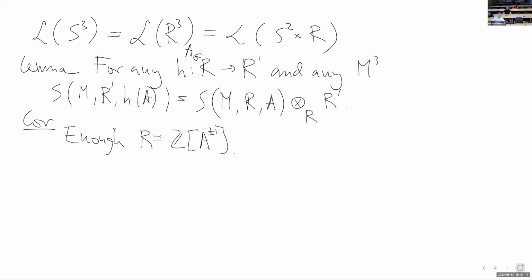If you can compute a scale model of this over this ring, then you can compute them over other rings.